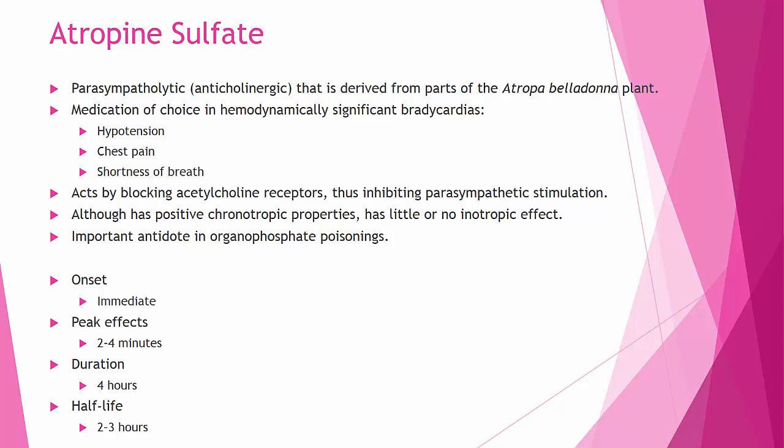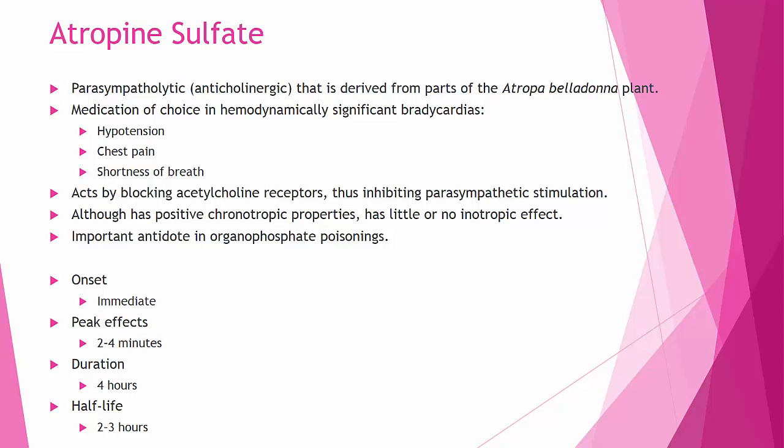So our main drug here that we're looking at is atropine. Okay, it is an anticholinergic, and it is derived from the belladonna plant, which is kind of cool. Very toxic. Don't eat it. Your medication of choice for hemodynamically significant bradycardia. So in other words, their heartbeat is too slow, and it's causing them problems, so we need to fix it. Okay, it's going to act by blocking that acetylcholine receptor site, and it's going to inhibit that parasympathetic stimulation. It's also used in organophosphate poisonings along with pralidoxime, but for here we're talking primarily about bradycardia.